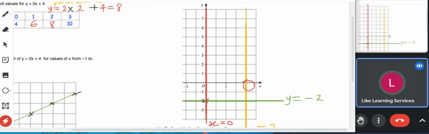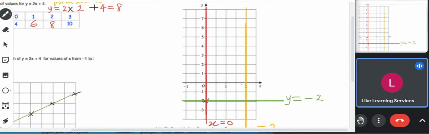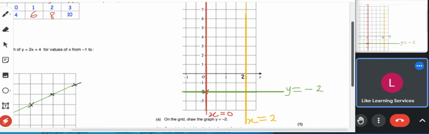Just like this is 2 on x. Remember this was 2. We drew a line across it. This is 2 on x, so this is the line of x equals 2, as you can see. And this is 0 on x, so this is the line of x equals 0. You know, this was minus 2 we had here on y. So this is the line of y equals minus 2.